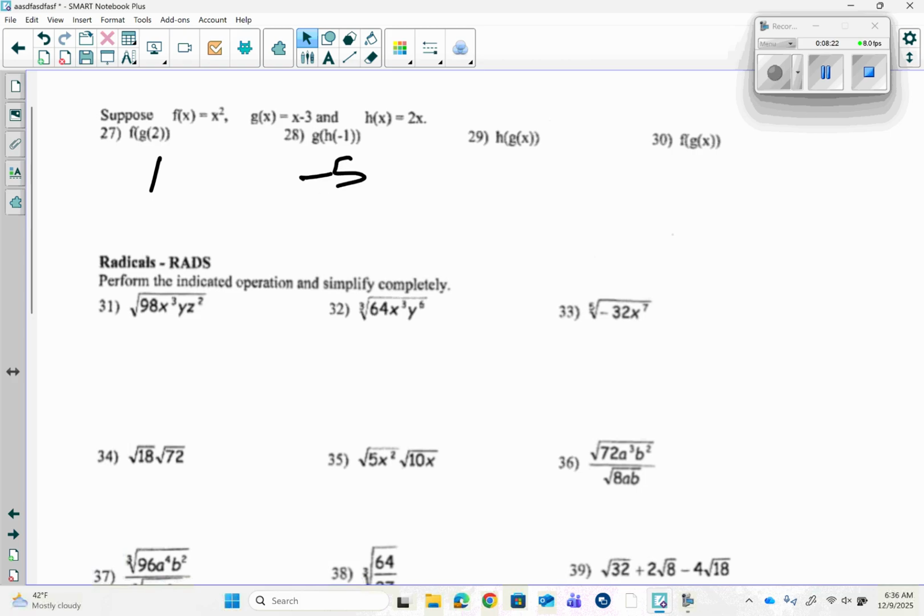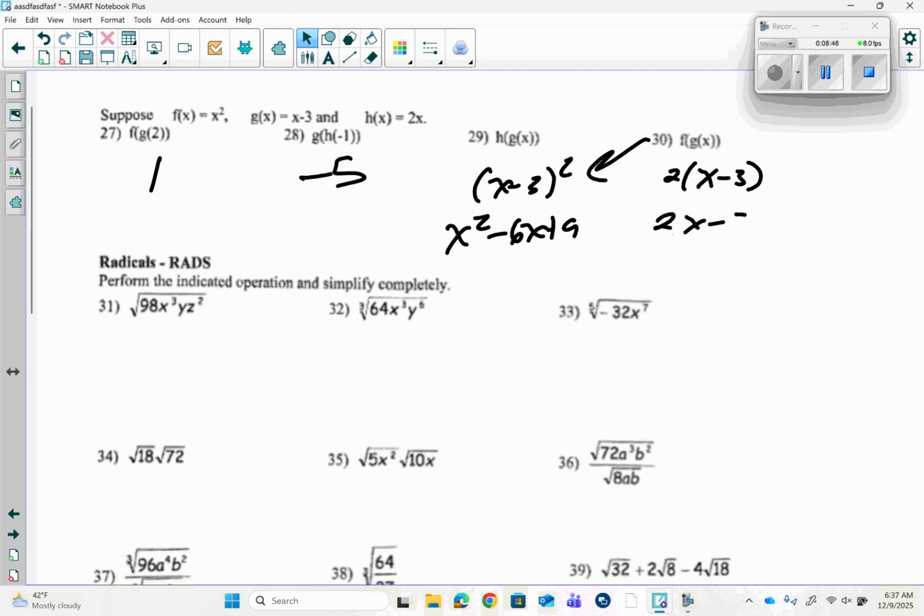This one, we want to plug g at x in, so I'm going to get x minus 3 quantity squared, FOIL that out. That's x squared minus 6x plus 9. I want to plug g into h at x. So g at x into h at x is going to give me 2x minus 3. So this is this answer here. I kind of went backwards.